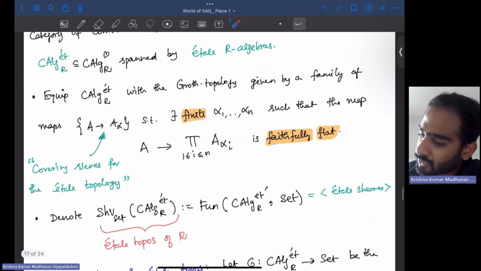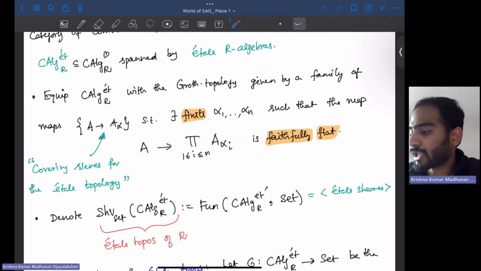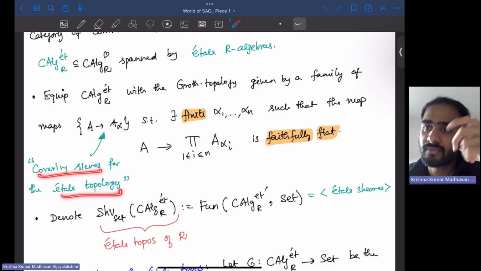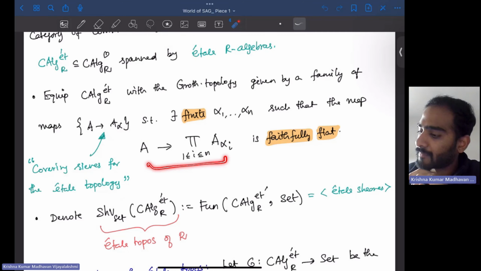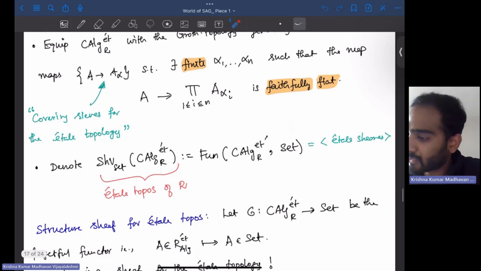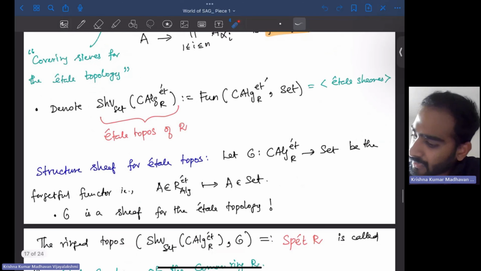So one can equip this with the Grothendieck topology, and for a Grothendieck topology, it's enough to give a covering map. So in particular, we just take the finite indices and maps of this form, such that A to A alpha acts as a covering sieve for this topology, which we'll call the étale topology, and this map has to be a faithfully flat map. So one of the equivalent definitions of being an étale topology, right?